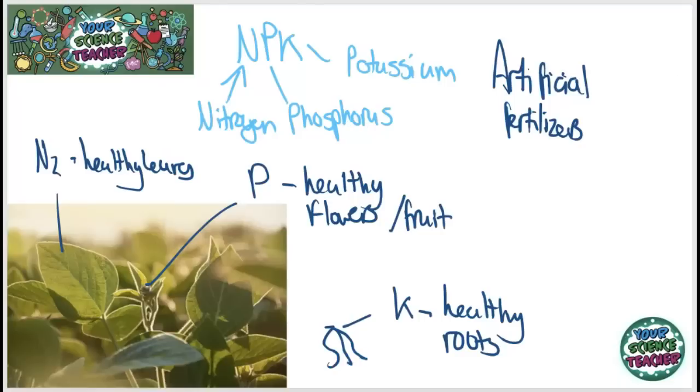Now, what is also important to remember about these artificial fertilizers is they need to be able to dissolve into the soil. So they often contain NH4+ ions, NO3- ions, or PO4 3- ions in order to make sure they can dissolve into the water and the soil.